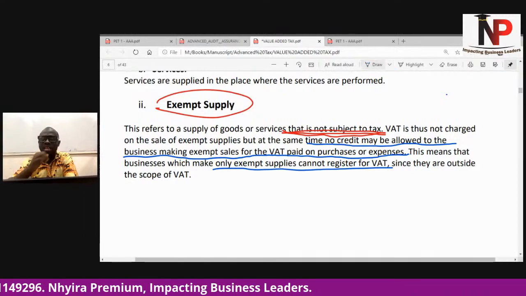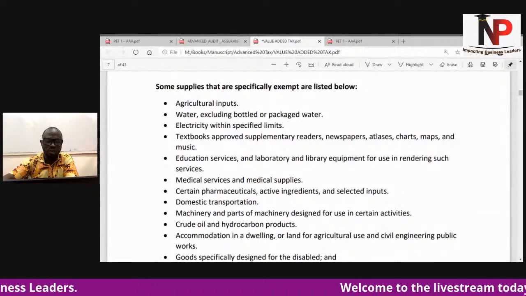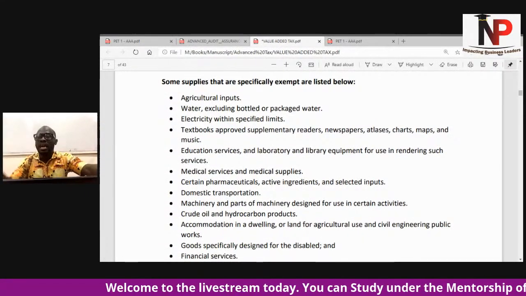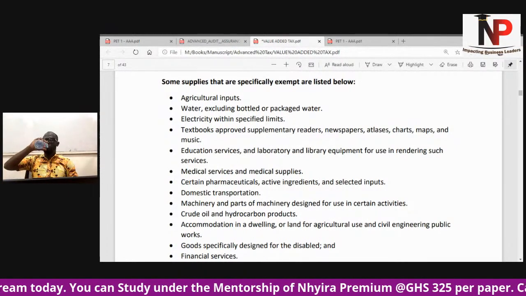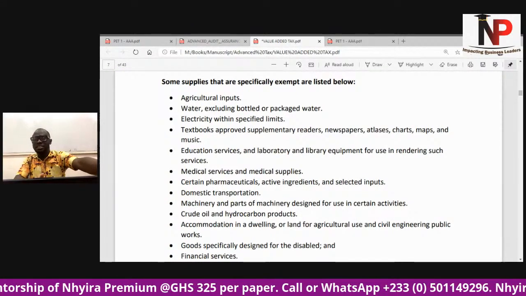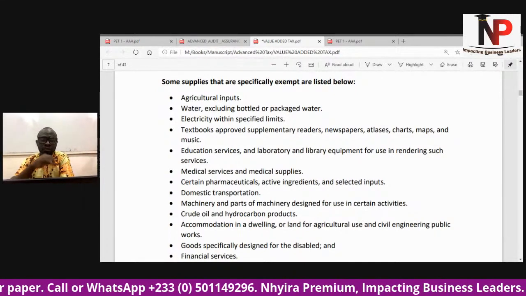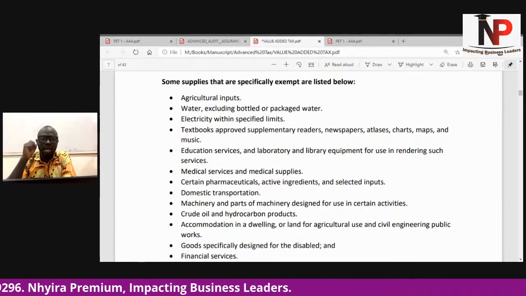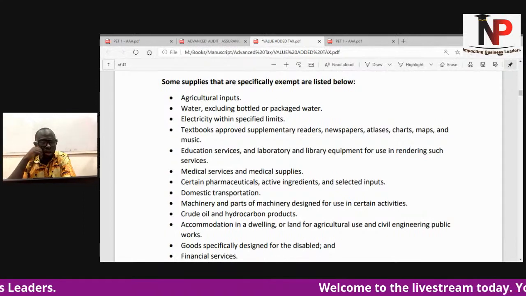But the question we then ask is, okay, what are some of the things that qualify for this kind of thing? So let's look at some supplies that are specifically exempted. Now, this is just a list. It means that it can go beyond, right? So the following are some of the supplies that are specifically exempted from the tax laws.